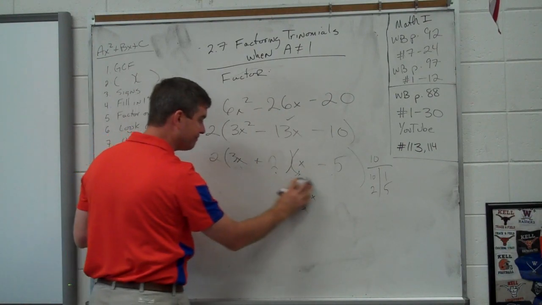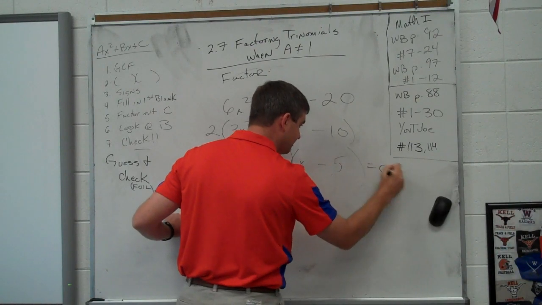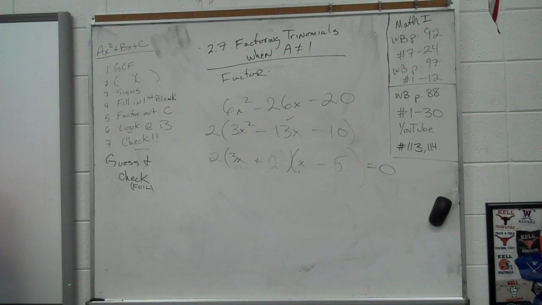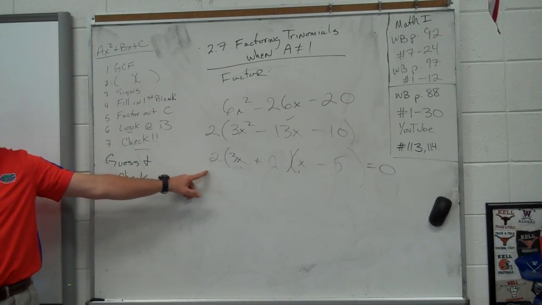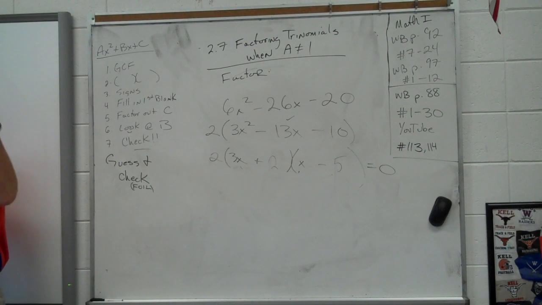All right, we're going to go one step further, and we're going to solve this problem out. Let's say that the directions said solve. You're sitting right here at this step. It's equal to 0. What happens to the 2 on the front? No, that would be going backwards. We just made it big. You would be doing the opposite. Anybody know what happens to the 2?